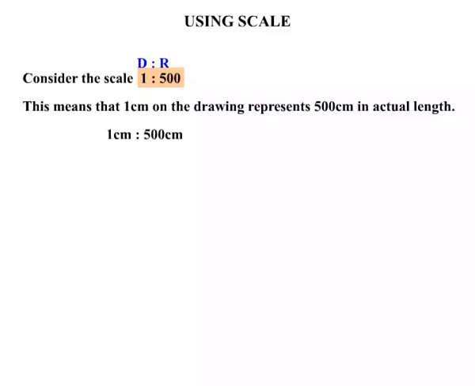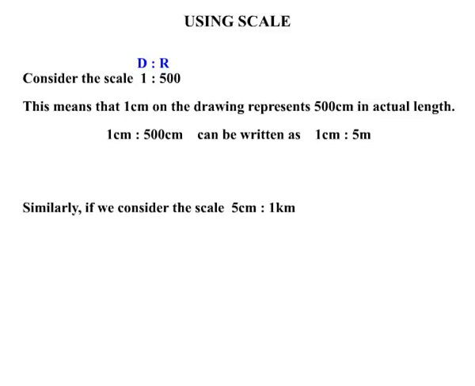Now if we write that down, 1 centimetre to 500 centimetres, this can also be written as 1 centimetre to 5 metres, where we've simply changed the 500 centimetres and rewritten it as 5 metres. So 1 to 500, our original scale, can also be written as 1 centimetre is to 5 metres.